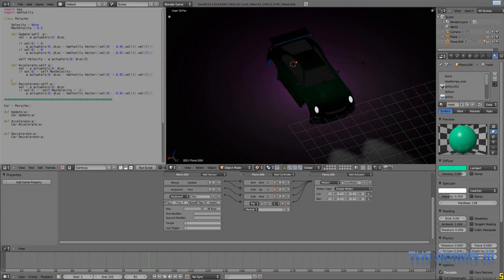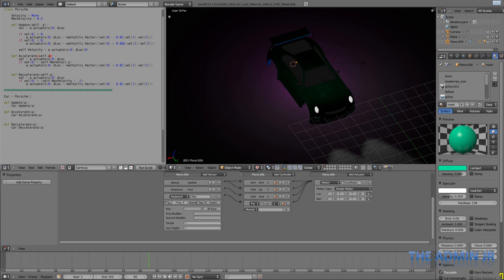And if so, then subtract some more. There we go. And it has to be if velocity is greater than, because it's a negative value. So that's that pretty much done. If velocity is less than 0, then it needs to add, I'd say half that again. So 0.005. So that should be pretty much it.